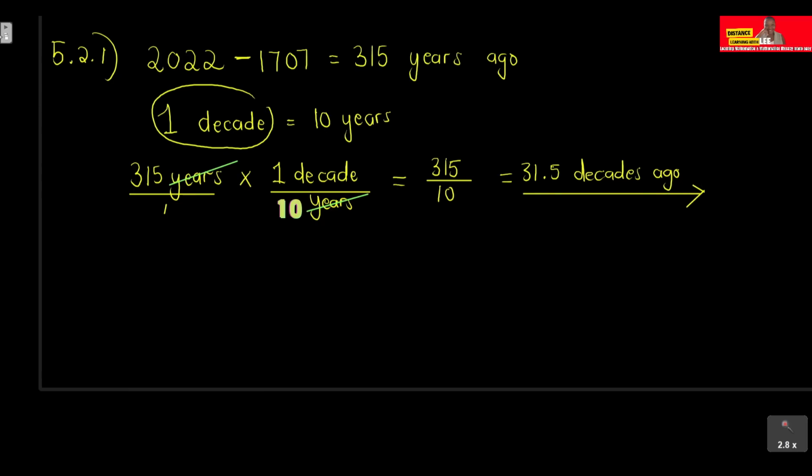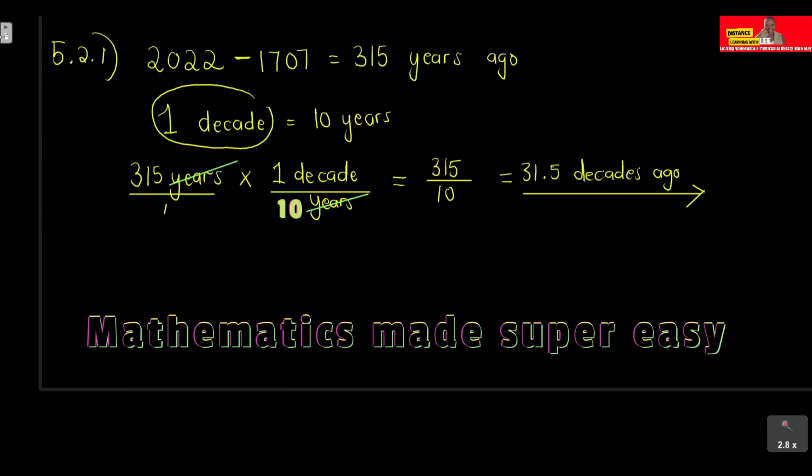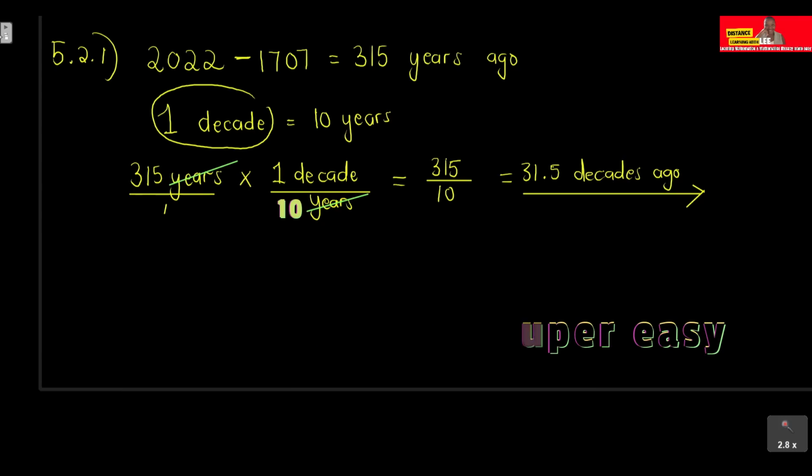Please note, guys, I go into detail with my explanations because the main slogan of this channel is mathematics made super easy. So you need to see how we got to 315 divided by 10. A learner out there could see that you can just take the 315 and divide by 10 because 1 decade is equal to 10 years. But there's also another learner in this channel that doesn't see where that comes from. That is why I go into the details and show you how you can look at it from a perspective that makes things super easy for you guys. So that is how you will get the answer there.